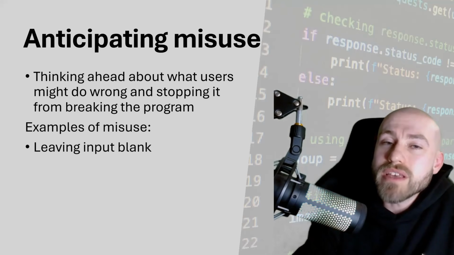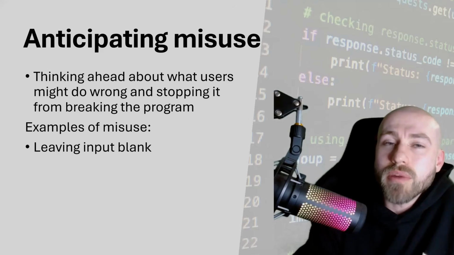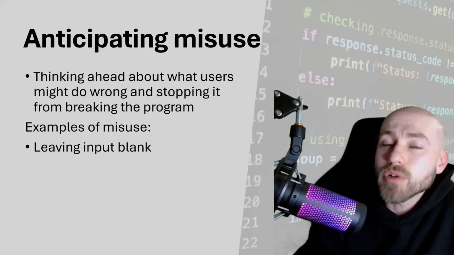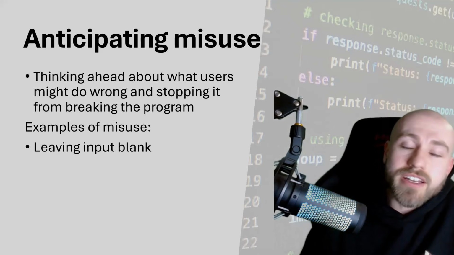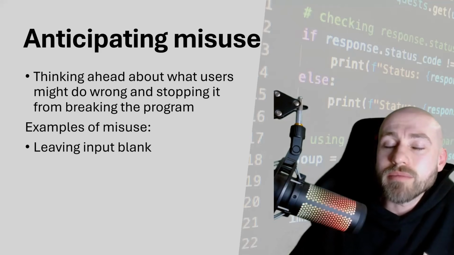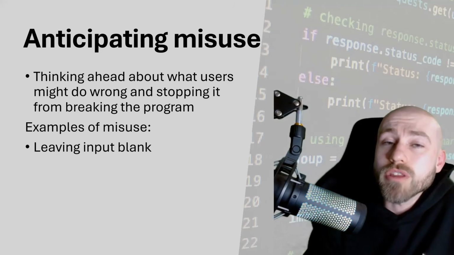So some examples of misuse or people breaking the code on purpose include leaving inputs blank. So when it asks the user to type something in and they don't type anything and just press enter, maybe they're being a little bit too hasty. That's something that could go wrong, and we want to be able to predict that that could happen and prepare for it with our Python program.